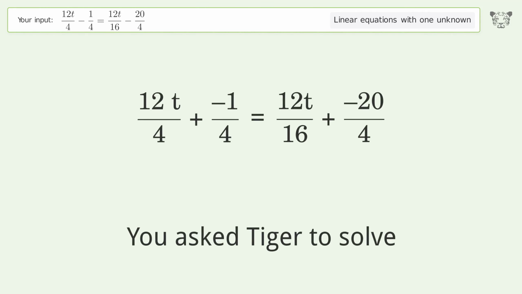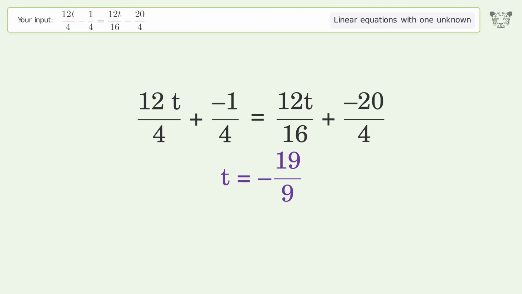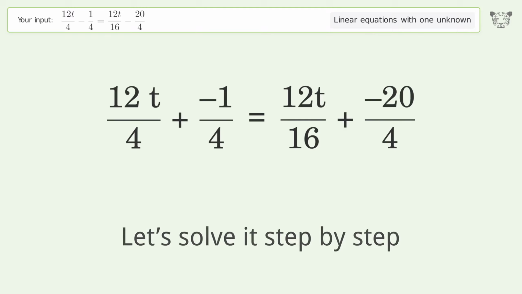You ask Tiger to solve. This deals with linear equations with one unknown. The final result is t equals -19/9. Let's solve it step by step.